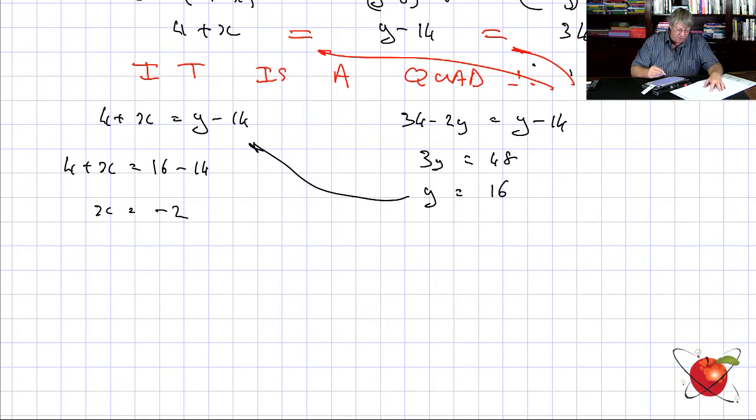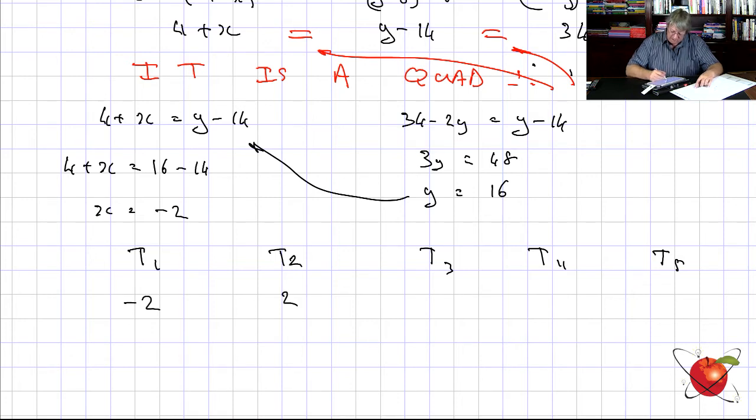What is the next step? The next step is they want to know what the terms were. So put it all back. Remember, we said the first term was x. So now we've got T1, T2, T3, T4, T5. T1 is x, it's minus 2. The next one is 2. The next one is 8. The next one is 16. The next one is 26. And if you go through that, you'll get back to your second level differences.